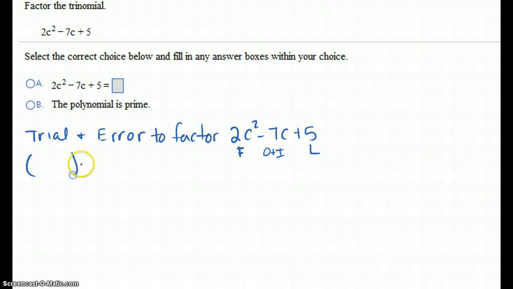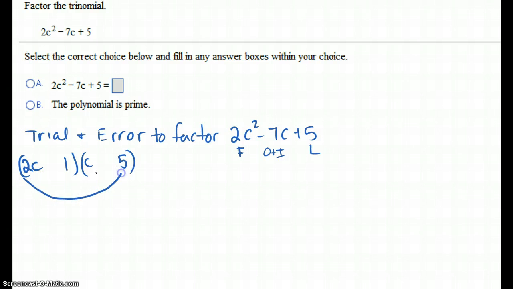So I'm trying to go backwards here. Here's my two binomials. The first, the only factors of 2c squared would be 2c and c. The next I'm going to do is the last, 5 and 1. If I put a 1 and 5 or 5 and 1, I don't know which way it goes. That's why it's called trial and error. We see if we can get the middle term. The middle term is the outer and the inner.